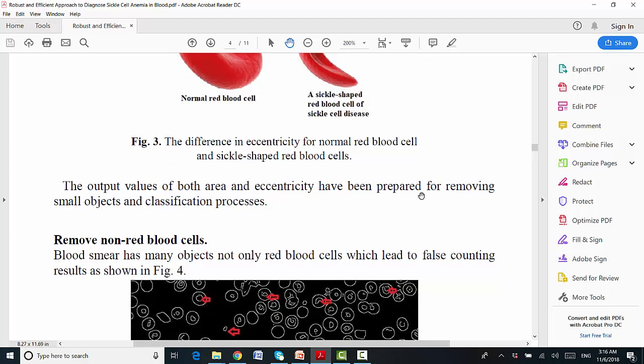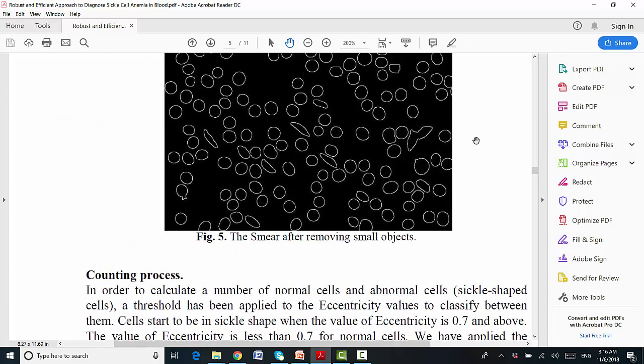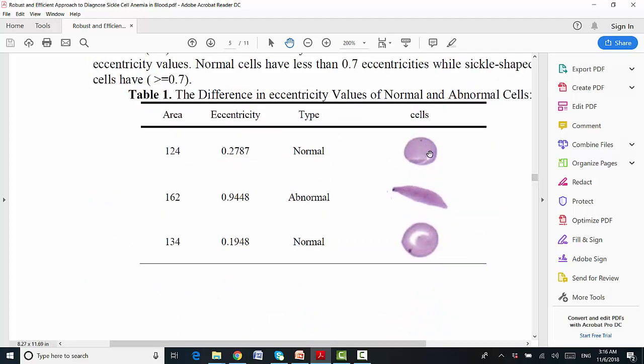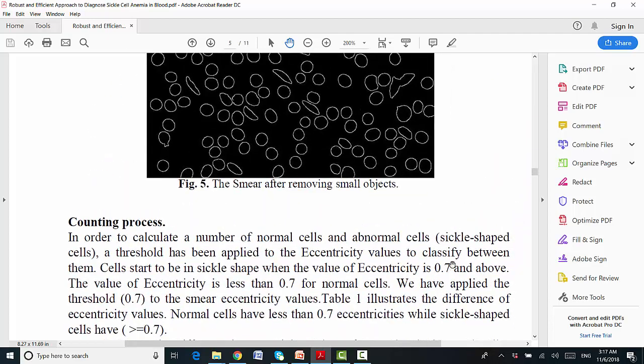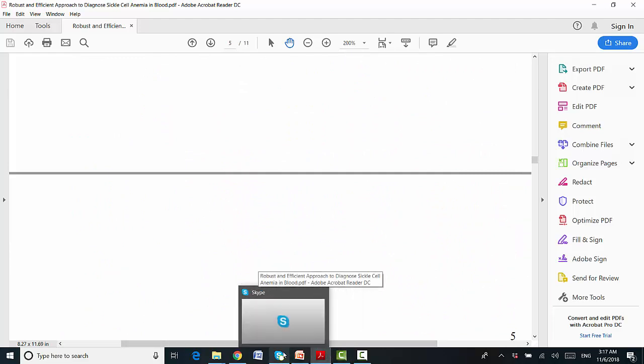So for example, if we go down, here is a normal blood cell with an eccentricity of 0.2, while for the sickle cell, the eccentricity is 0.9, which is almost close to 1, while the normal one is almost close to 0. So by doing that, we can distinguish between cells, so we can say this is normal and this is abnormal.